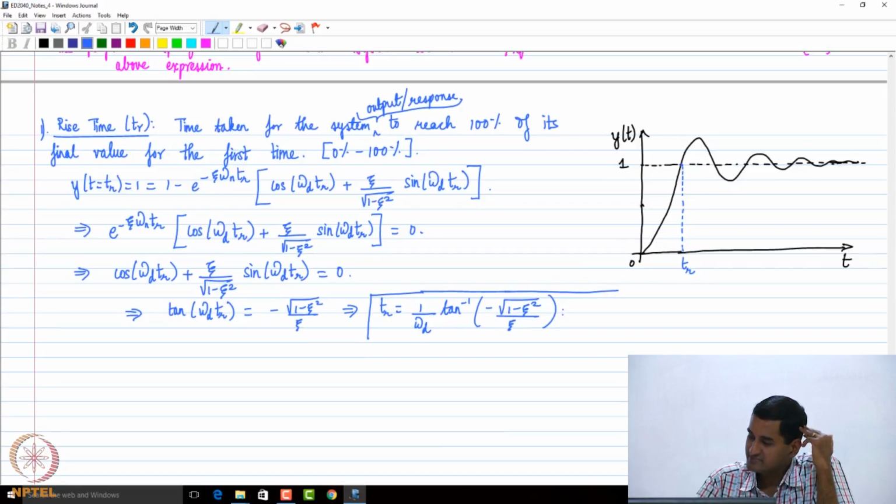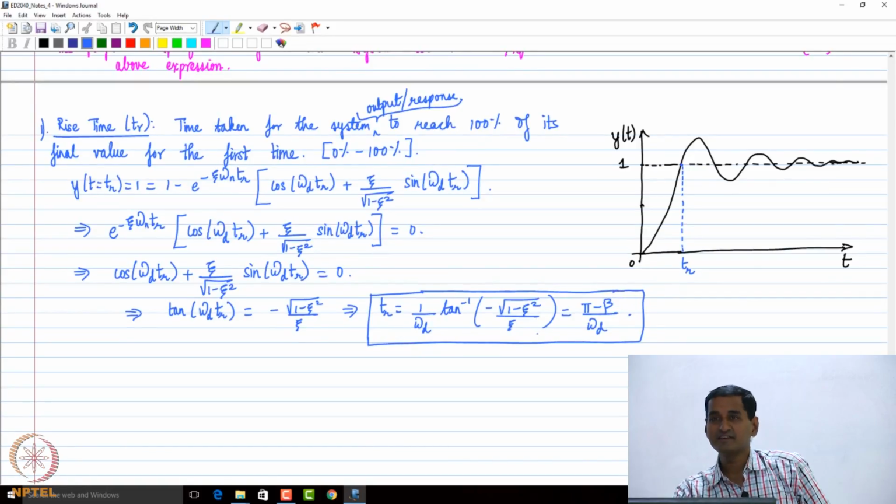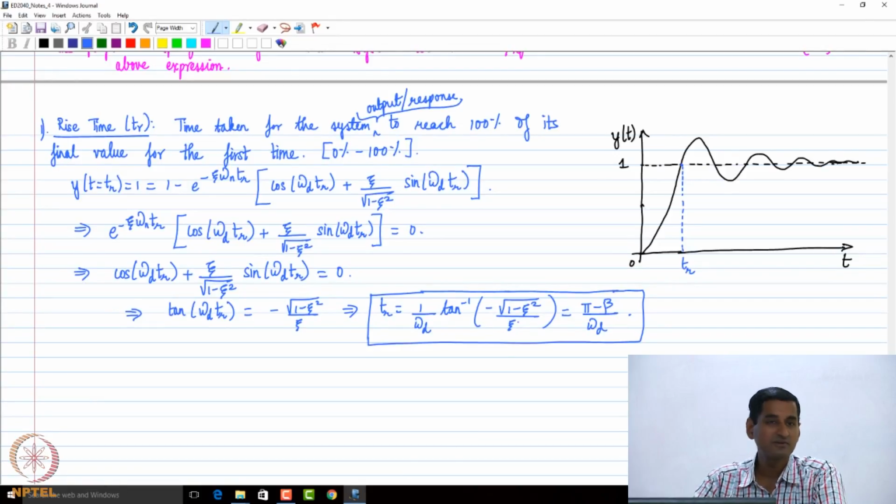People will write it as pi minus beta divided by omega d. I hope the first part is clear, how we got 1 by omega d tan inverse of square root of 1 minus zeta squared by zeta. I will explain how we got the second part. Please write it down, because I need to scroll up to explain the second part. So this is the expression for the rise time of the underdamped second order system.